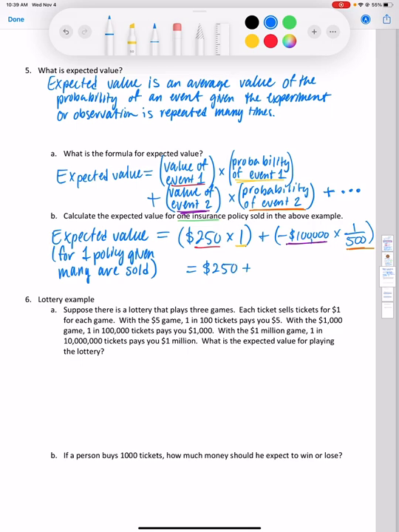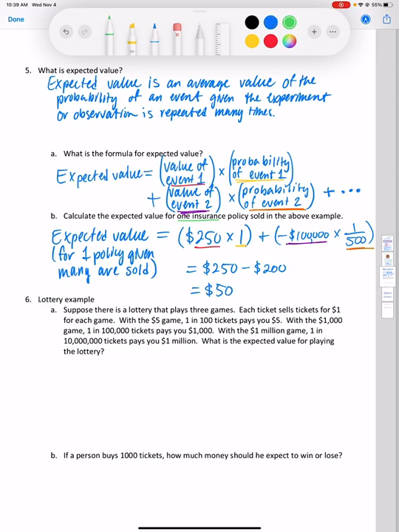I'm going to add on whatever $100,000 divided by 500 is, and I get 200. So we'll subtract off 200, because it's negative $100,000. And then the expected value for each insurance policy will be $50.